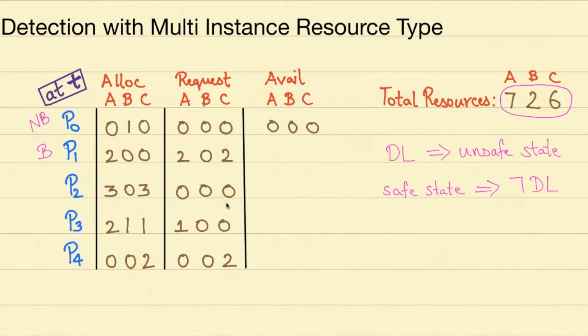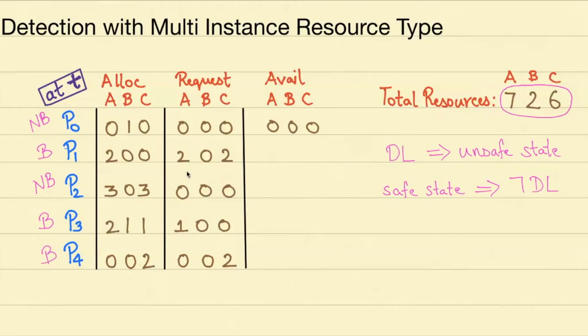Process P2 requests 000, so it is not requesting anything and it is not blocked. It can continue. Process P3 is requesting 100, but my available resource is 000, so it will be blocked. Now let's check for process P4. P4 is requesting 002, but resource C's availability is 0. It is requesting 2 resources of C, so it is also blocked.